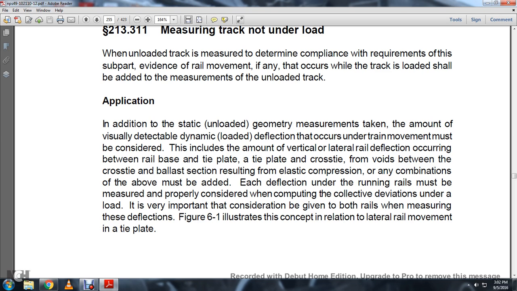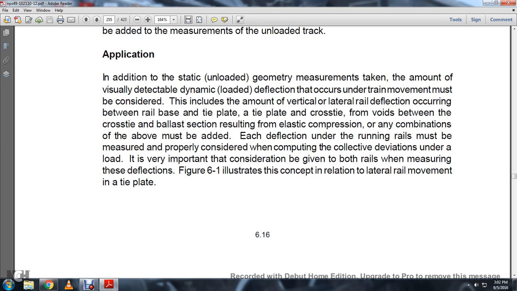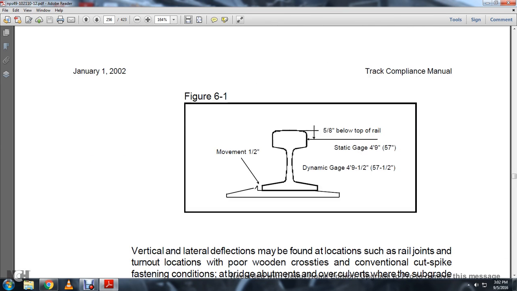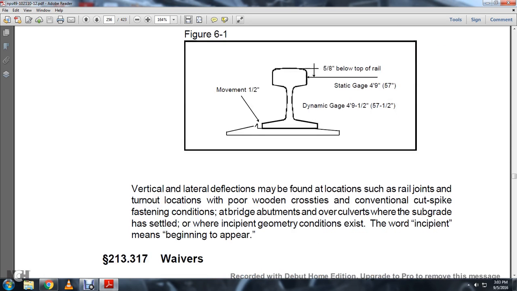Each of the deflections over the running rails must be measured and properly considered in the computation. The collective deviations under load are very important, and consideration must be given to both rails when measuring these deflections, illustrating the concept of the relation for the lateral movement of the rail into the tie plate. Figure 6-11 shows the tie plate dynamic gauge of 4 foot 9.5 inches, or 57.5, at 5/8 inch below the top of the rail, against a static gauge of 4 foot 9 and a half inches, or 57.5 inches, and the movement is 1.5 inch.